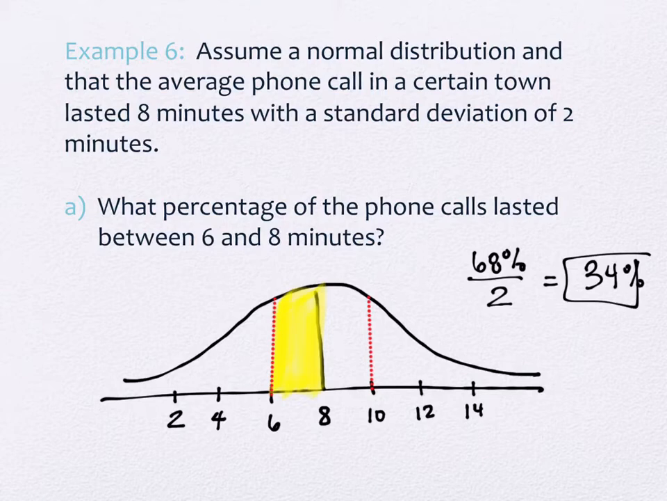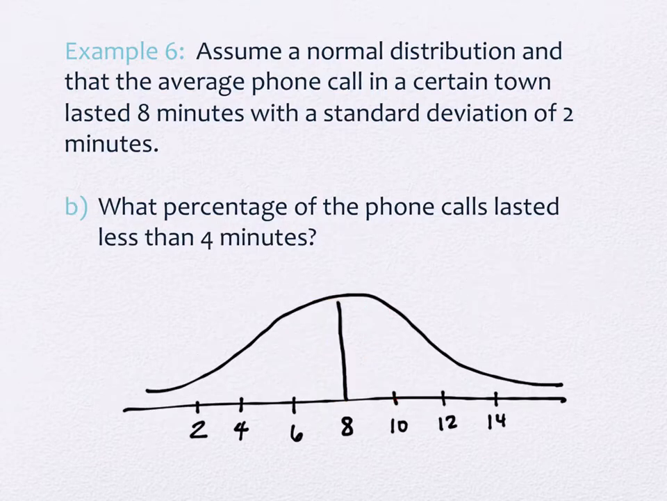Okay? We're gonna do the same kind of a diagram. Picture's the same starting out. But now it wants phone calls lasting less than 4. So shading wise, I'm over here. How can I figure out how many phone calls lasted less than 4 minutes?